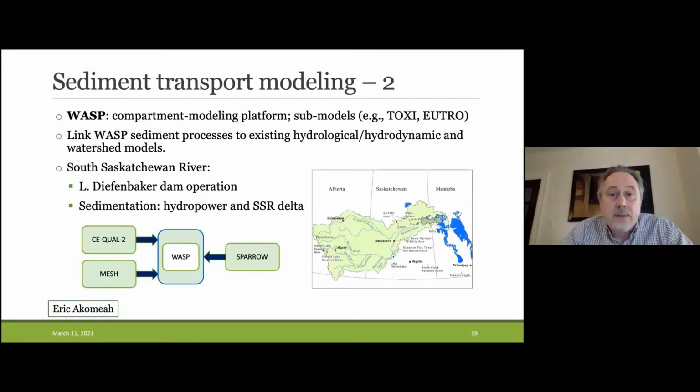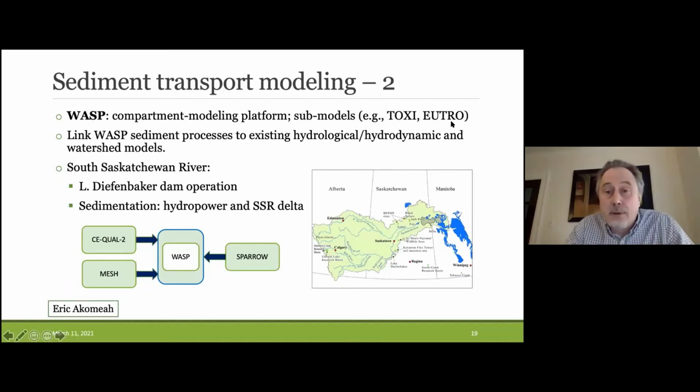Another sediment transport modeling project is by Eric, and he's using the WASP model, which is an EPA model, the Water Quality Analysis Simulation Program. It's a program that I think was developed in the early 80s, and since then has had very many different versions. In particular, they've kept adding sub-models to it. For instance, some that Eric is particularly interested in are the TOXI and the EUTRO submodels: TOXI for toxicant transport, and EUTRO for eutrophication.